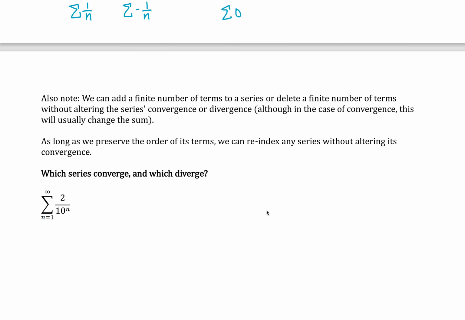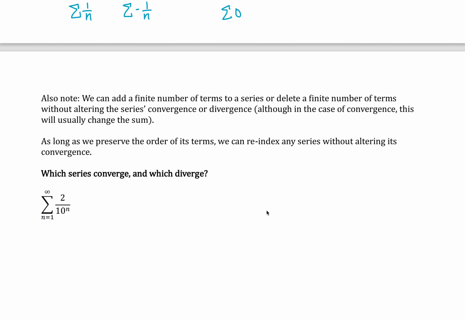Then here I've got a couple extra notes. If a series converges or diverges, you can add a finite number of terms to that series, and you're not going to alter whether it converges or diverges. Though if it's a convergent series, you will most likely change its sum. And the second one says, as long as we preserve the order of the terms, we can re-index a series without altering its convergence. So if you've got a series that initially starts at 0, you can change it so that it now starts at 1, for instance.